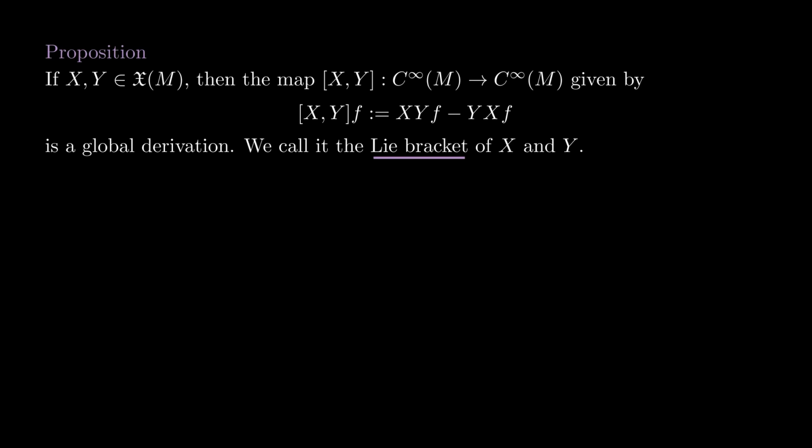Given two vector fields x and y, we can compute whether they commute or not. And if not, how far are they from commuting? This is done by thinking of x and y as global derivations.